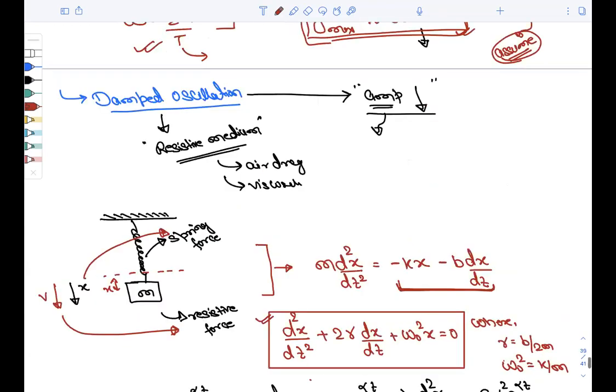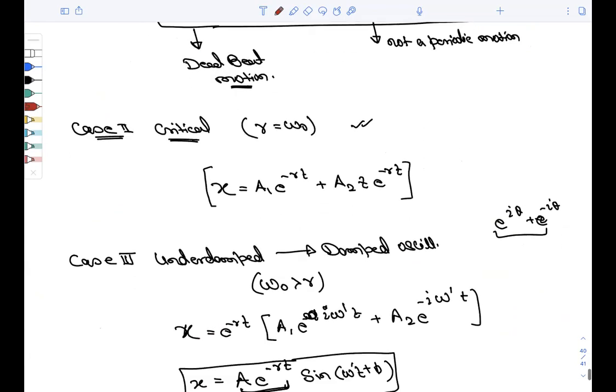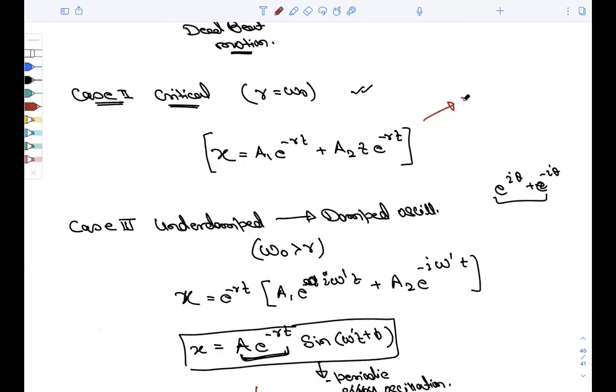Also, you can talk about the ballistic galvanometer here. One line you can talk about.